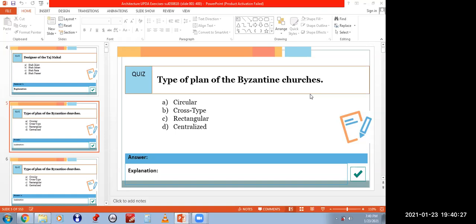Does anybody know the answer for this question? What is the plan of a Byzantine church? Maybe centralized? Circular? Anybody think else? Centralized, because they're centralized, I said. Plan has to be a shape. It has to have a shape name.